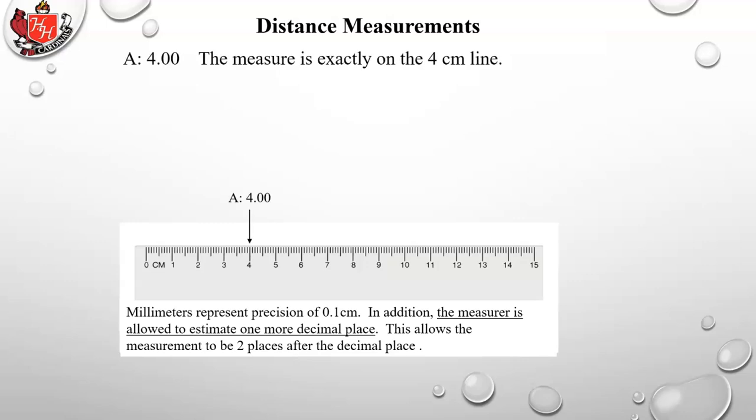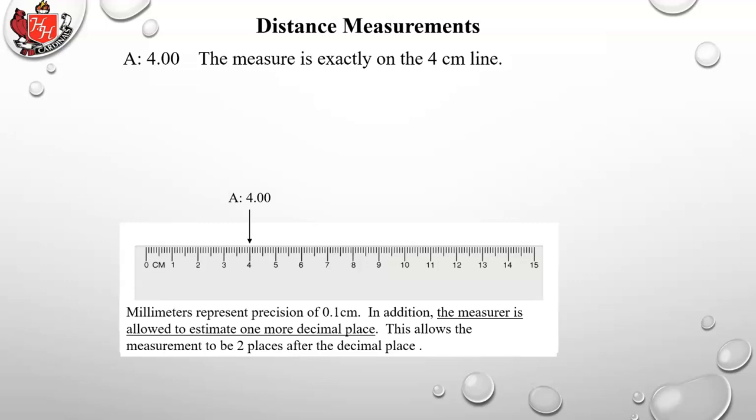Now let's take some specific examples. You see the arrow pointing to the 4, so the measure is exactly on the 4 centimeter line. That's what you're estimating your measurement as being. Millimeters represent 0.1 centimeters. So if the arrow were slightly to the right, it would be 4.1 centimeters. If it was slightly to the left, it would be 3.9 centimeters.